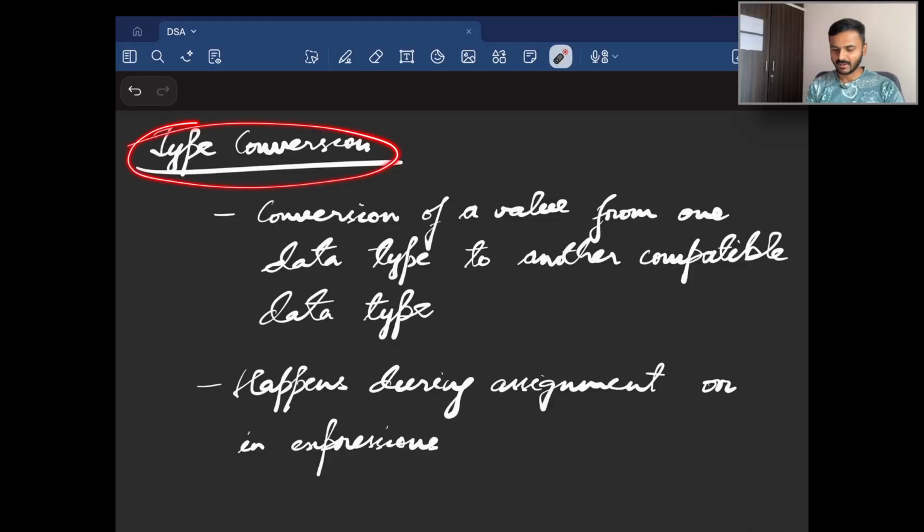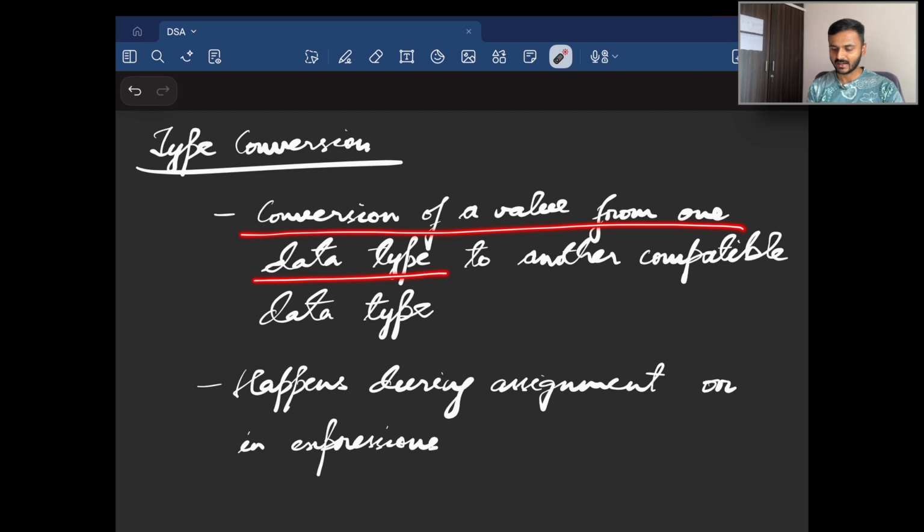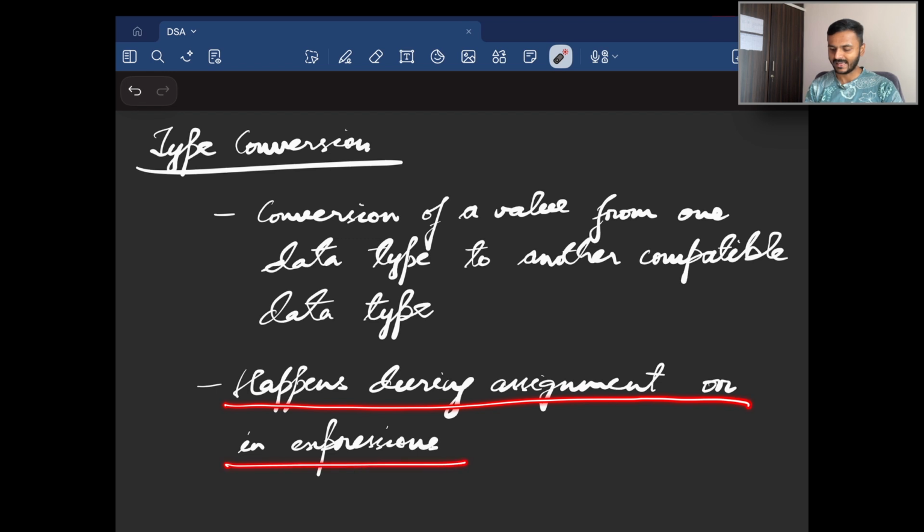Hello there. Let's talk about type conversion in Java. Let's start off by understanding the definition of type conversion. So, type conversion refers to the conversion of a value from one data type to another compatible data type. And it happens during assignment or in expressions.